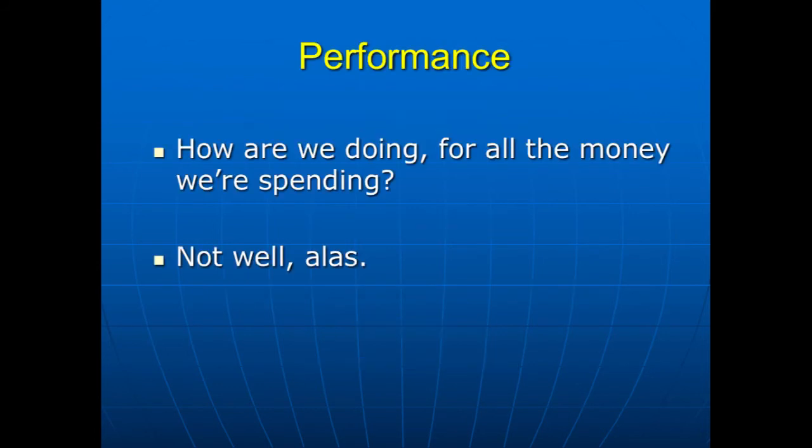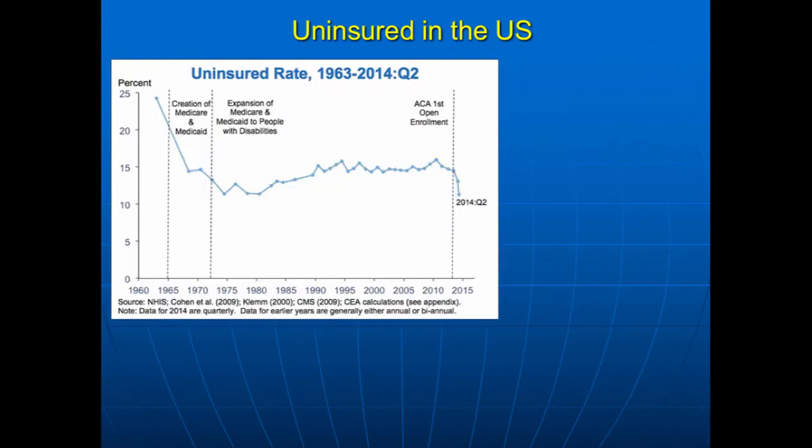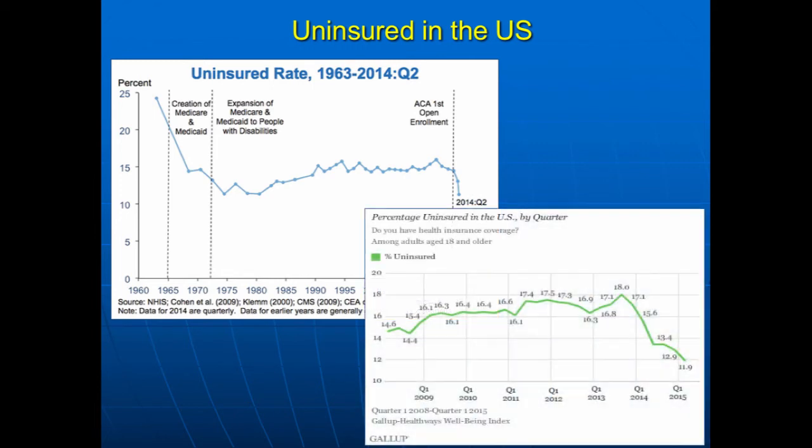Let's turn now to system performance. Alas, we're not doing very well. Here's the percent uninsured. In other OECD countries, it's less than 1%. In the US, we've hovered at 15 to 18% for a while, depending on the exact definition. And with Obamacare, we've dropped to about 12%.